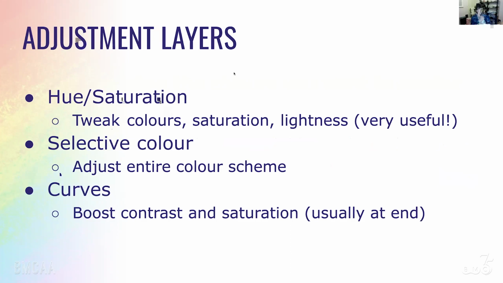And then for adjustment layers, I use hue and saturation all the time to tweak colors as I go along. The saturation, the lightness, I just tweak them until I feel like they look right. And sometimes I use selective color. You can target specific colors in your painting and then shift them towards a different color. So this can be used to adjust your entire color scheme.